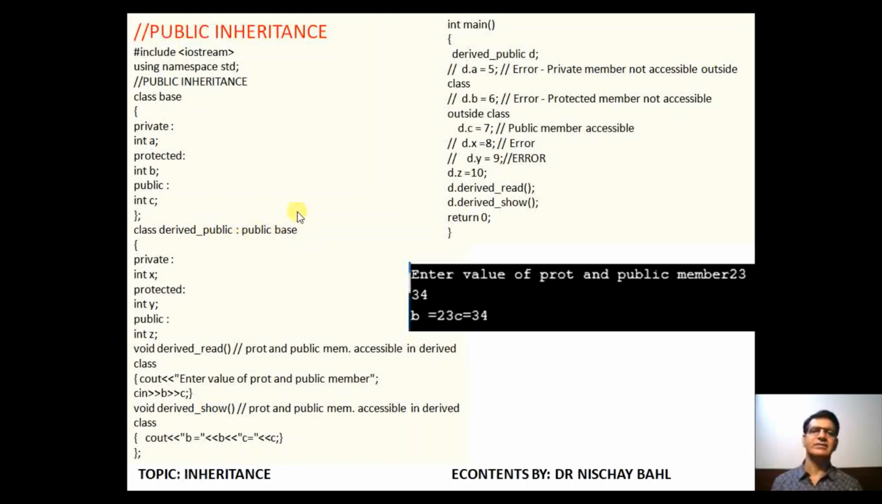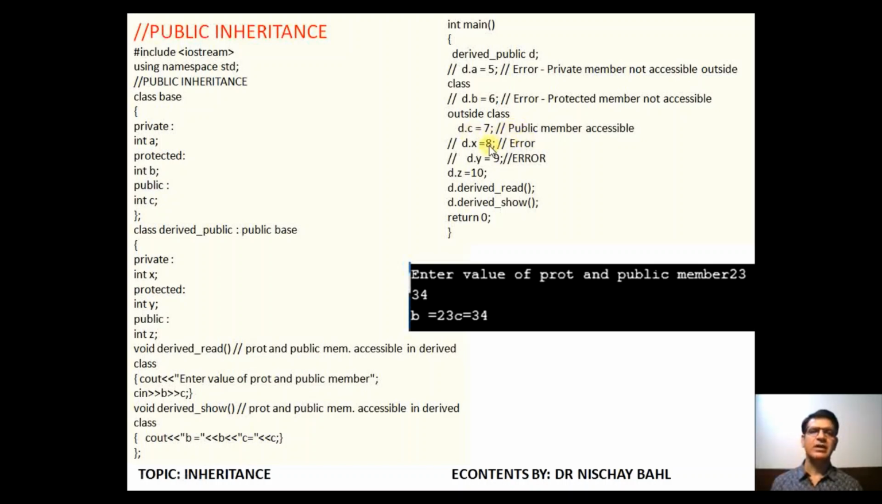So when I write D dot A, this will result in an error because A is a private member and private members are not accessible outside the class, as I told you. So I've written this line in comments. If I write D dot B, that also results in an error because protected members are not accessible outside the class. If I write D dot C, that's accessible because that's a public member and it becomes a public member of the derived class. So D dot C is accessible.